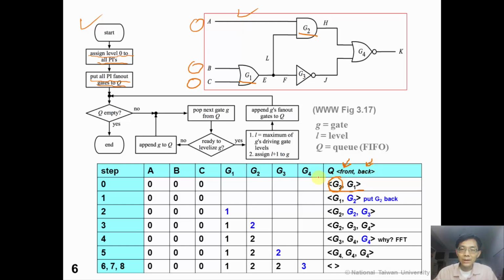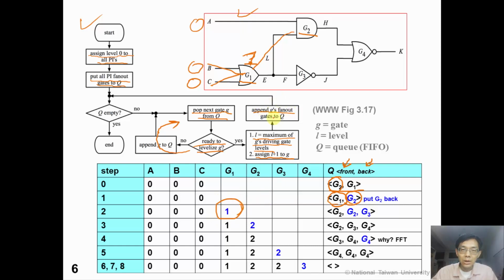Every time we pop out a gate from the queue. Now in this example, it's G2. G2 is not ready for levelization since we don't know the level of G1. So according to the algorithm, we put G2 back to the queue. And the next gate popped out from the queue is G1. G1 is now ready for levelization since both B and C have been levelized. In this algorithm, L represents the maximum of G's driving gate level, which is 0. So we assign L plus 1 to gate G1. So now we have levelized G1 to level 1.